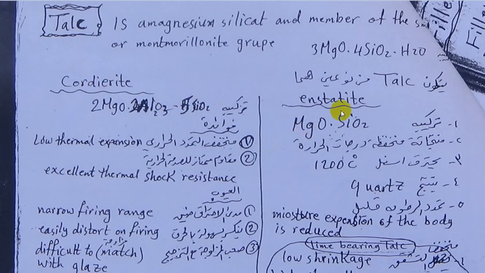The second source of talc is the enstatite, as you can see in front of you, which is chemically formalized as follows: MgO·SiO2. MgO, the oxide of magnesium, SiO2, the oxide of silicon.